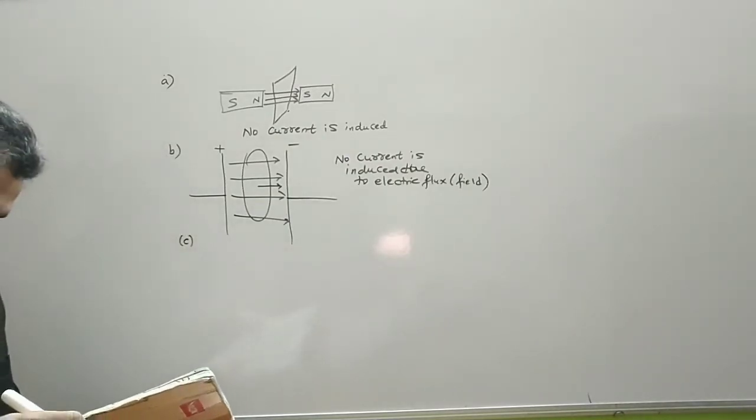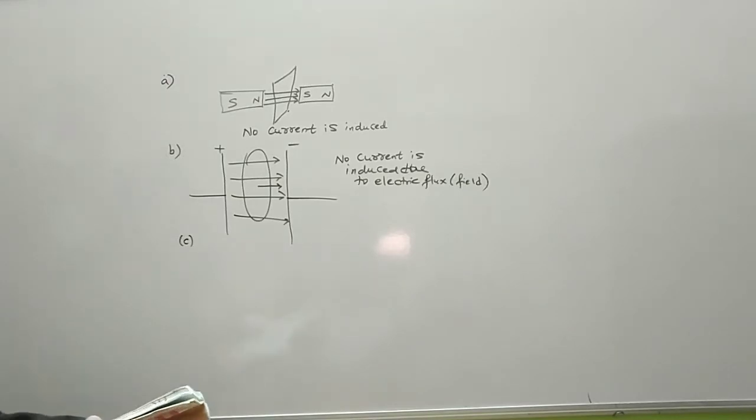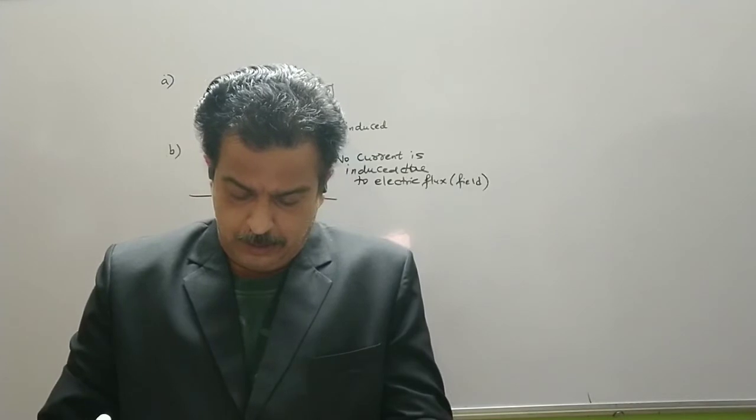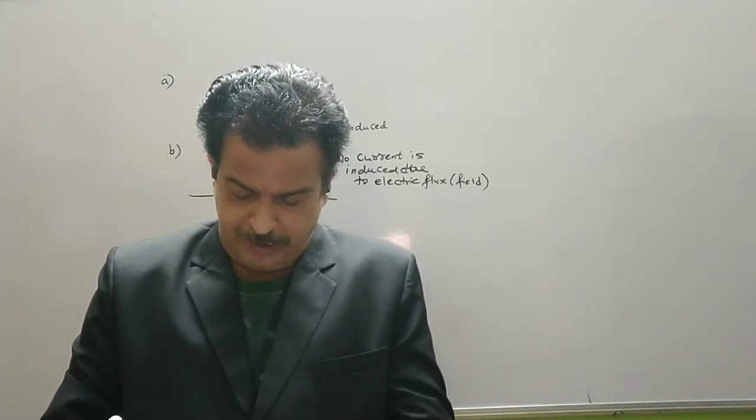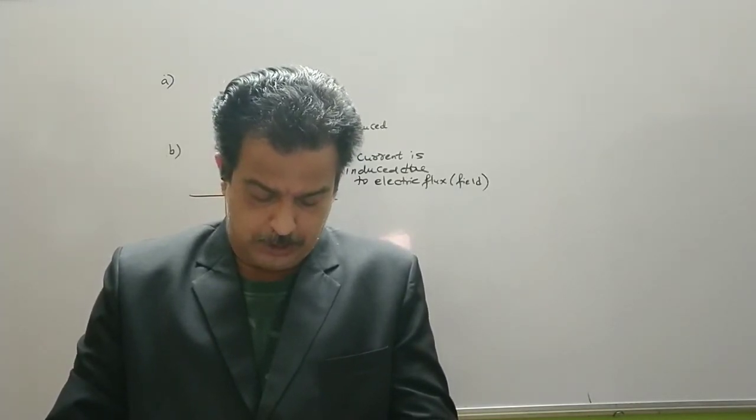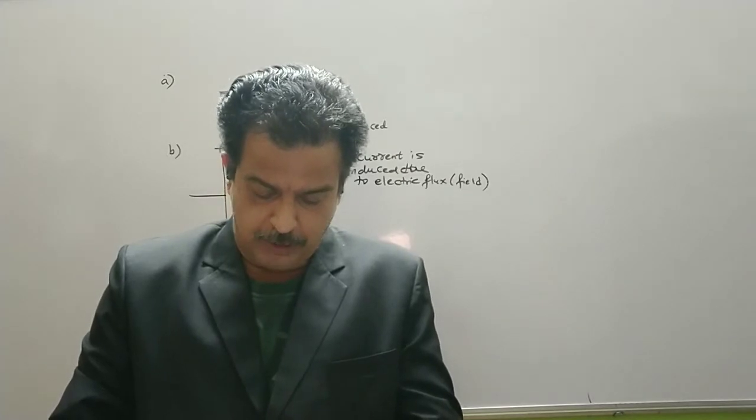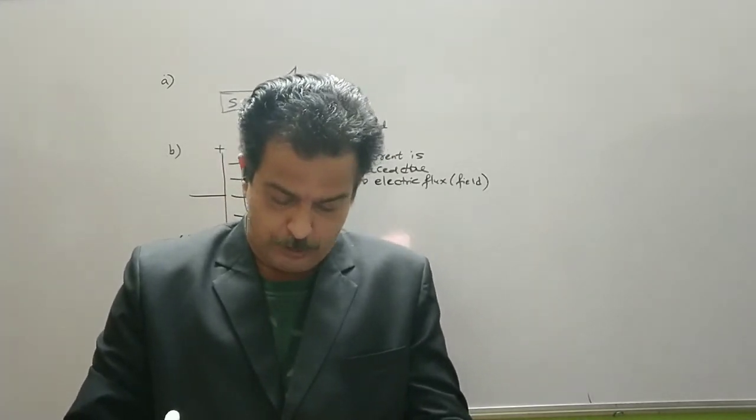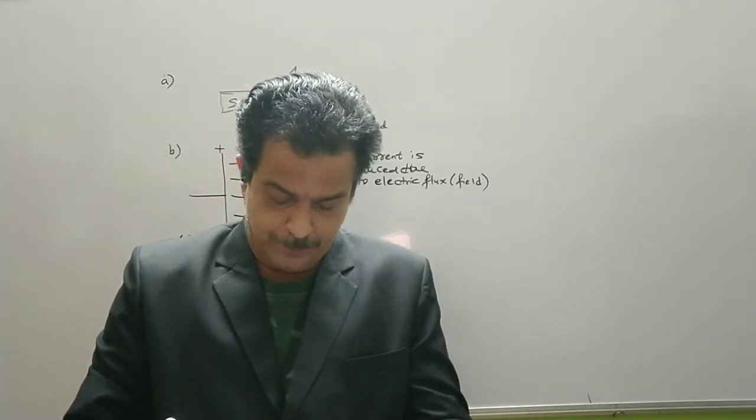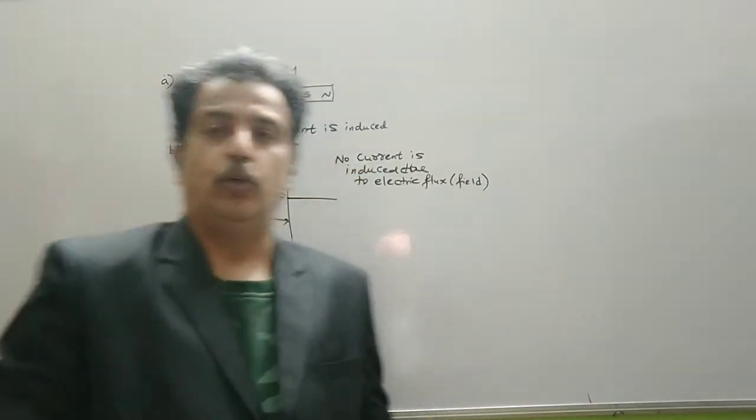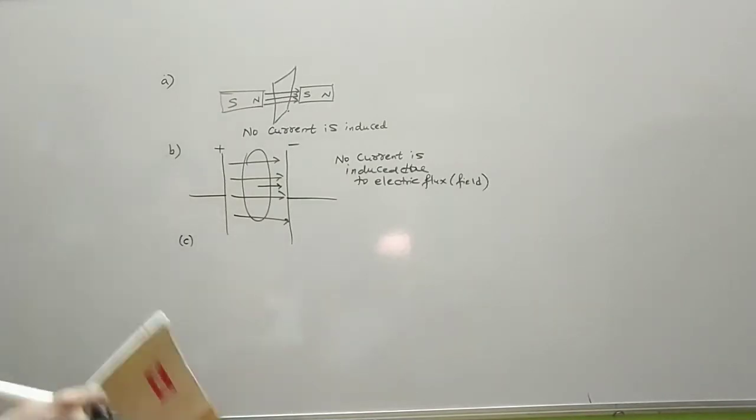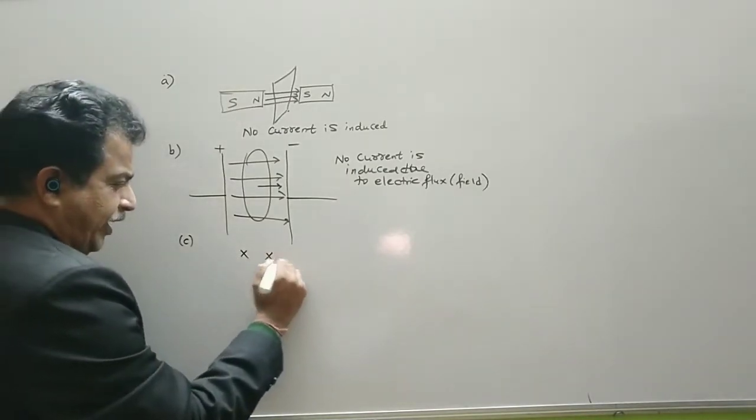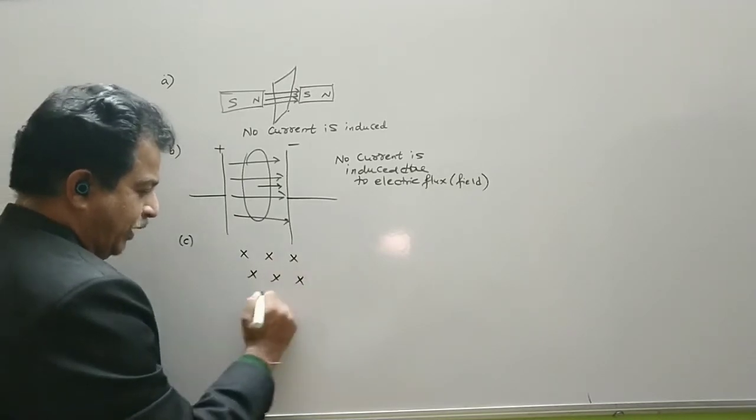Third part, a rectangular loop and a circular loop are moving out of the uniform magnetic field region to a field-free region with a constant velocity v. In which loop do you expect the induced EMF to be constant during the passage out of the field region? The field is normal to the loop. Now again we have two loops given. The magnetic field lines are going into the plane of the paper.